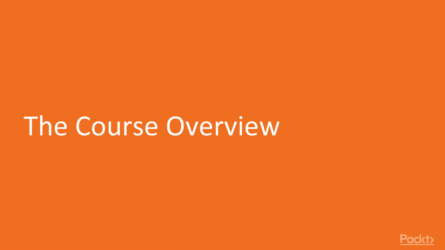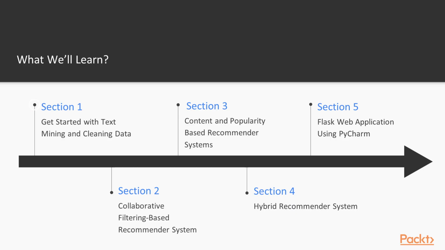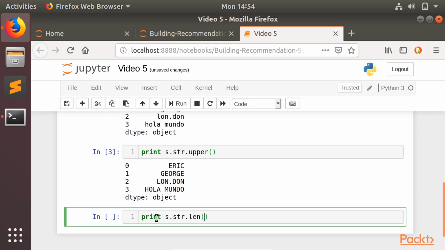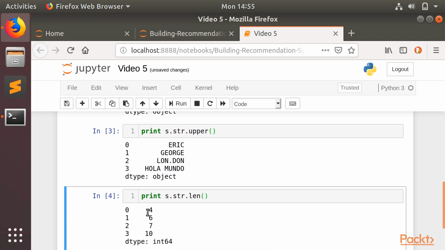This course is divided into 5 sections. In section 1, we are going to explore recommendation engines, how to work with variables that are taken into consideration, as well as setting up the working environment.